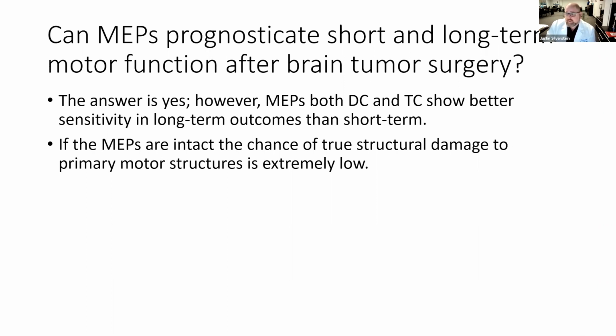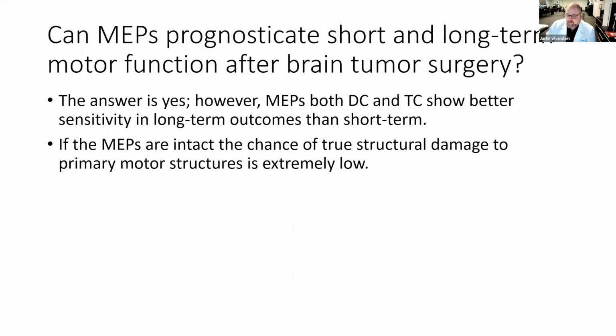So the literature says that the motors cannot detect it, but I think we're asking the wrong question. I think the question is, can the motors tell you, will this patient get better? If it's a true SMA or it's a non-structural damage to the primary motor cortex. And I think that answer is definitely, based on what we see, true. If the MEPs are intact, the chance of a true structural damage to the primary motor structures is extremely low, and the surgeon can have confidence that the patient will get better.